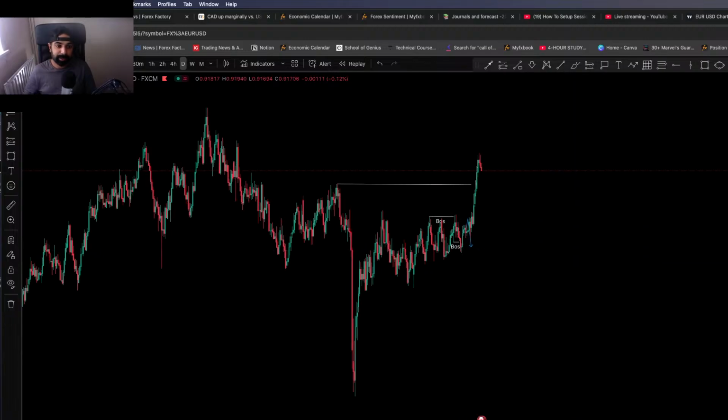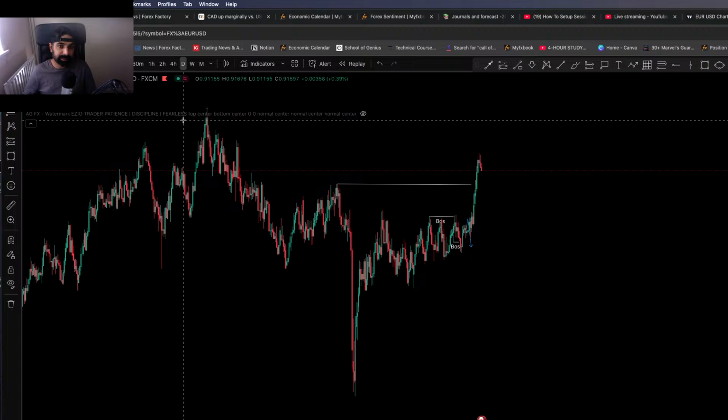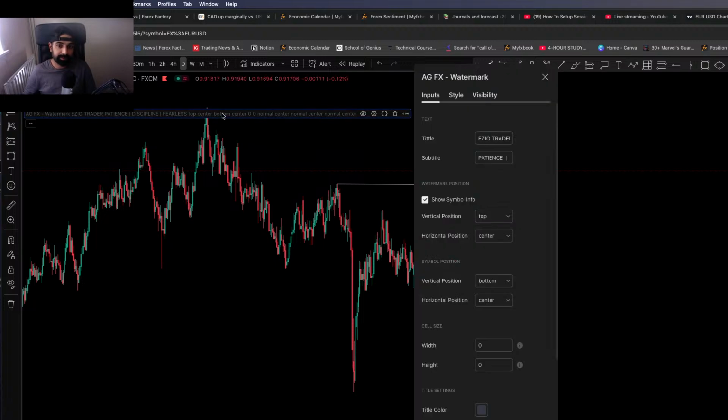This is the DXY that I use. The settings are here. I've got the Asian range, and then this one here. So pretty much, that's the settings.